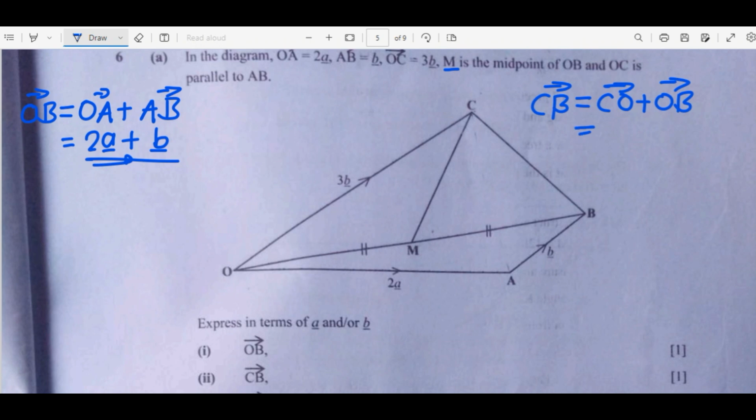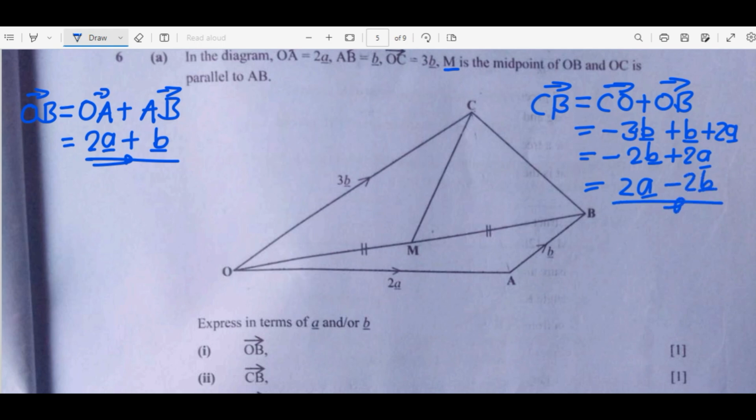Now look at the 3b. 3b is OC. Now if we move in this direction, it means we are moving against the arrow, so we need to introduce the negative to the vector. So it will be negative 3b plus 2a plus b. If we do the math here, we are going to have negative 2b plus 2a. Then we bring the one with positive in front, 2a minus 2b as our final answer for this one.